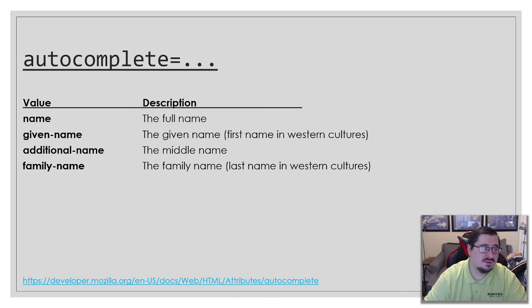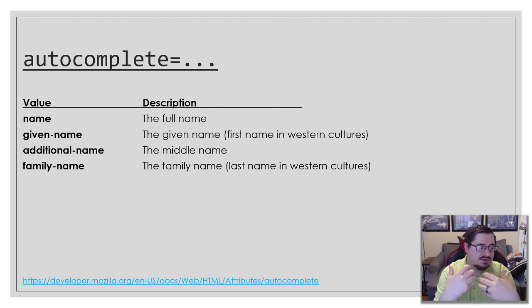So first thing we can set, if we've got some fields for the user entering a name, we've got a few different values that we can set autocomplete to. If I set autocomplete to name, I'm specifying that this is the field for their full name. So for instance, for me, that would autofill as Paul Smith. The given name is then what we commonly refer to as your first name.